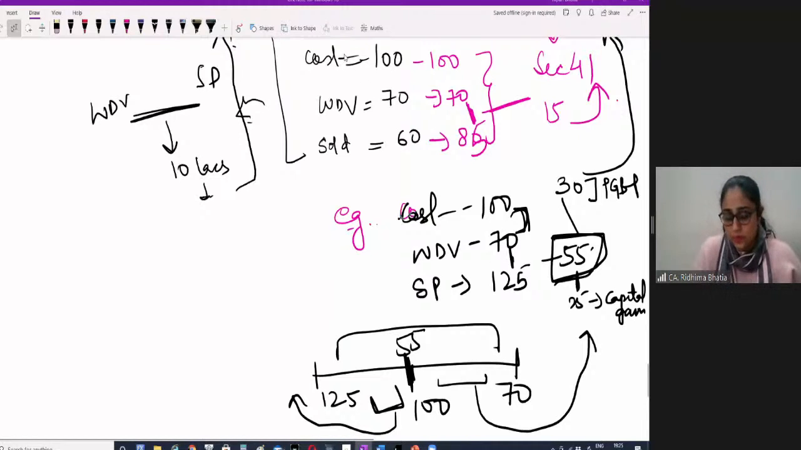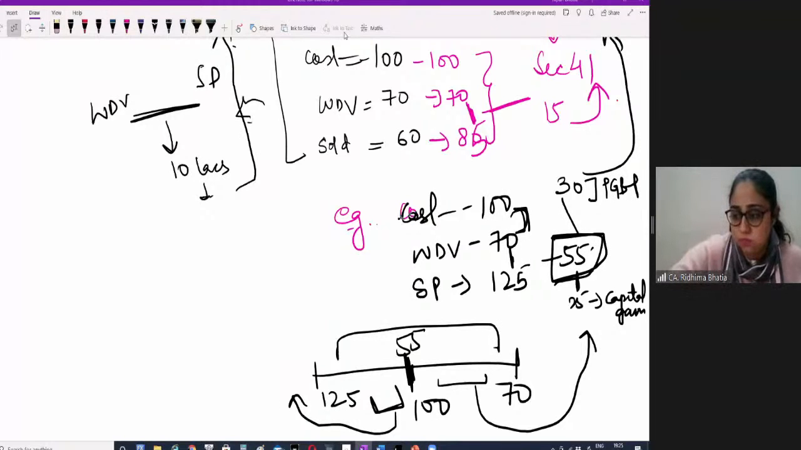Any doubt now? Shalini, Savita, Sumit, everyone, now is it clear? I'm sorry for the board thing. Anything you want to revise in this first?